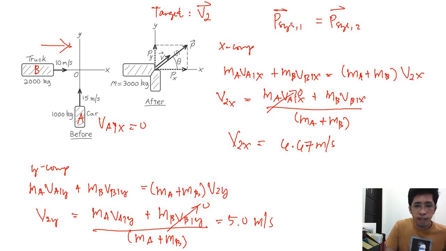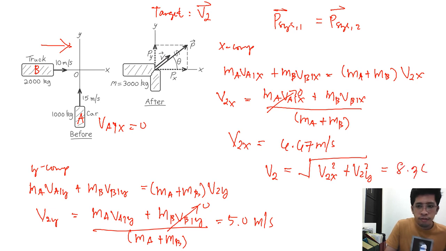Now, to find the velocity of the wreckage, this is just from the Pythagorean theorem. So the magnitude of your V2 is from V2x squared plus V2y squared, and you get an answer equal to 8.34 meters per second. You can get the data for yourselves.